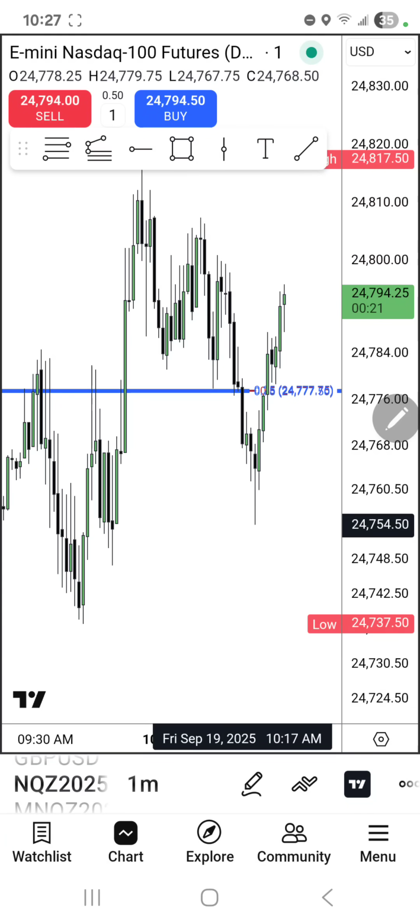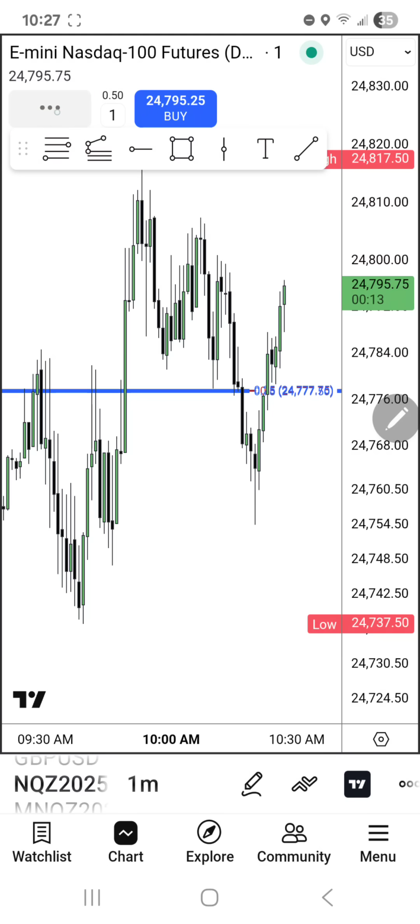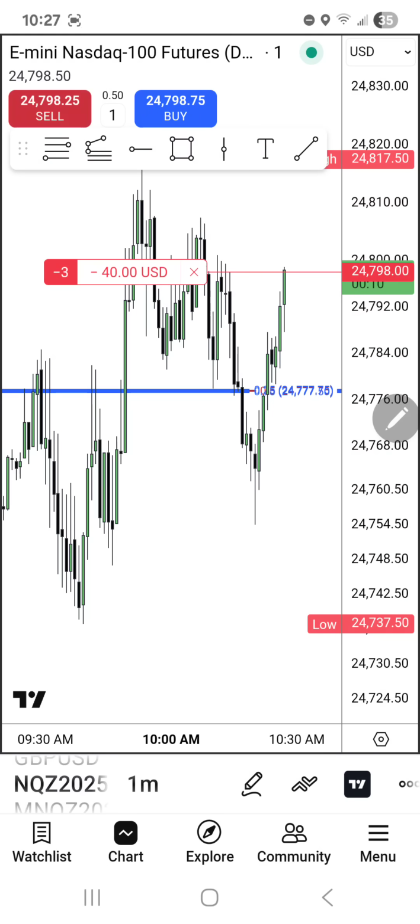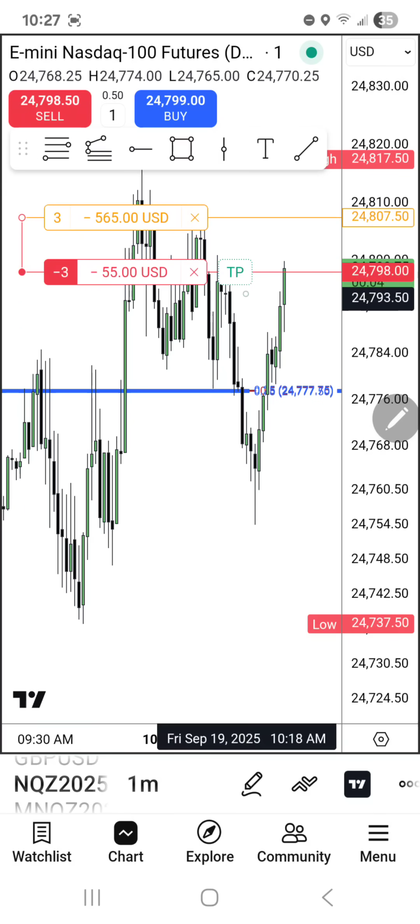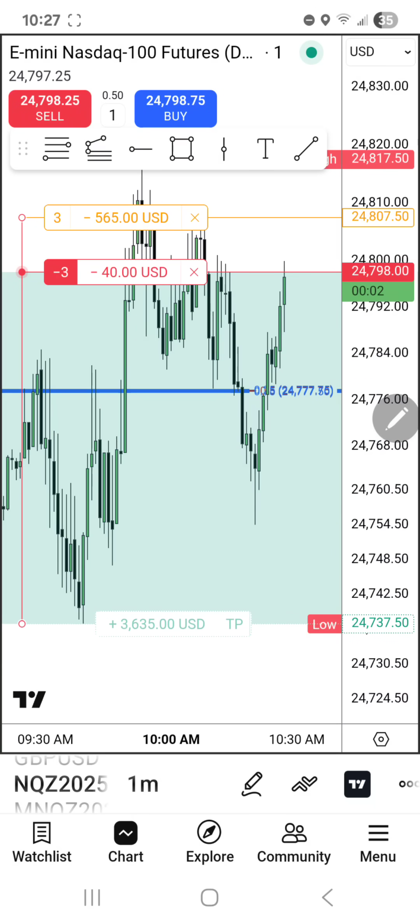Alright folks, so we are looking at a reclaimed fair value gap. I'll show you in a second. Just let me get this trade in. And the stop loss will put above this high here. And the take profit we'll put right down there.